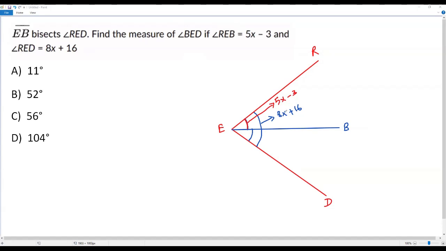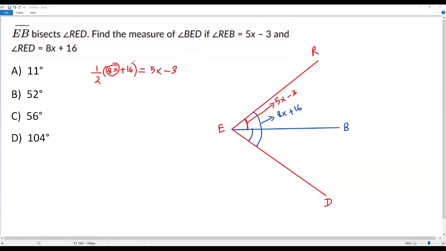Since angle RED, 8x + 16, has been bisected, that is, divided into two equal parts by the line segment EB, half of this angle 8x + 16 is equal to the measure of angle REB and also the measure of angle BED. That is, one half of 8x + 16 is equal to the measure of angle REB, given in the question as 5x - 3.